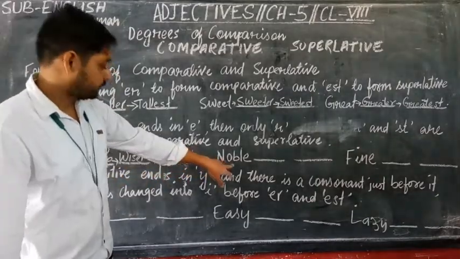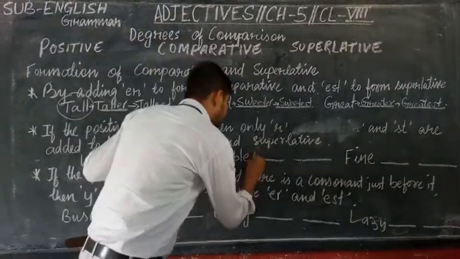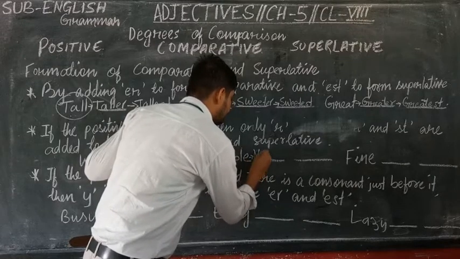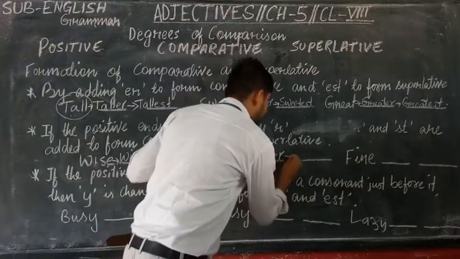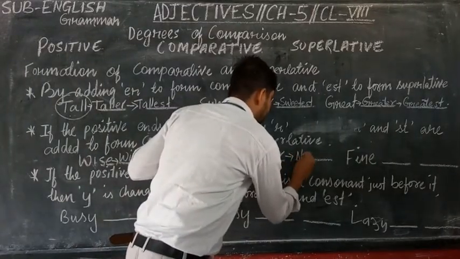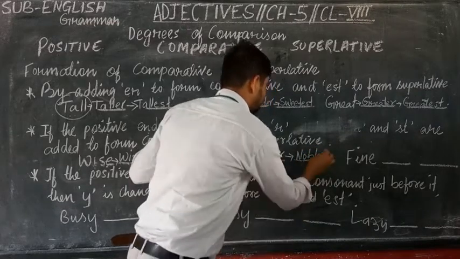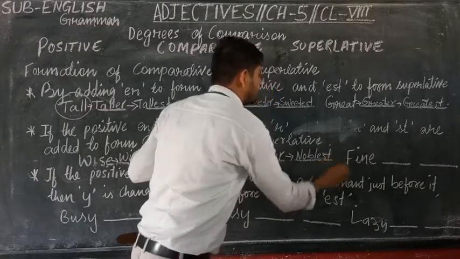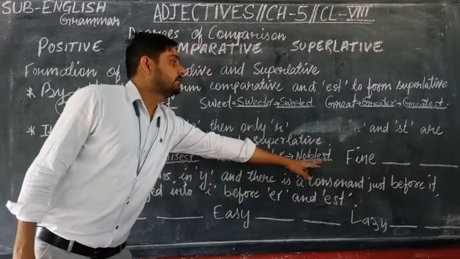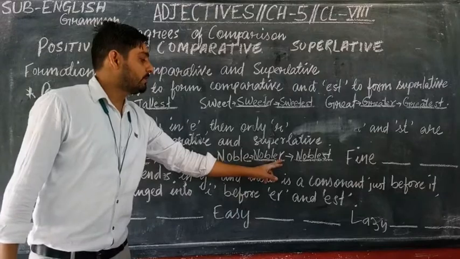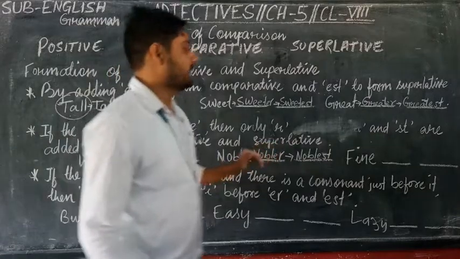Same with noble. E is there, you see. The last letter is E. So what do we do? N-O-B-L-E, N-O-B-L-E-R. We will add only R to make the comparative, and S-T to make the superlative: noblest. So noble, nobler, noblest. Fine.